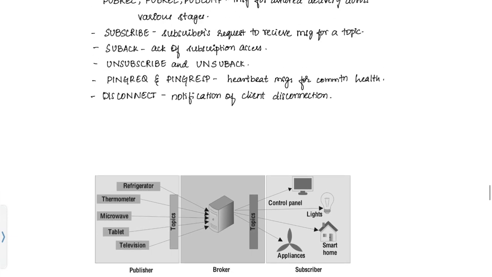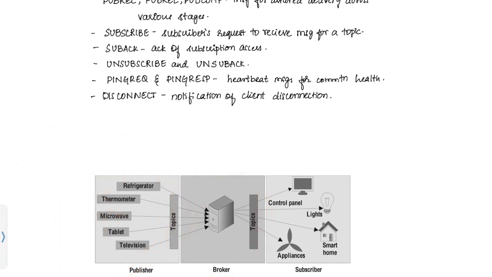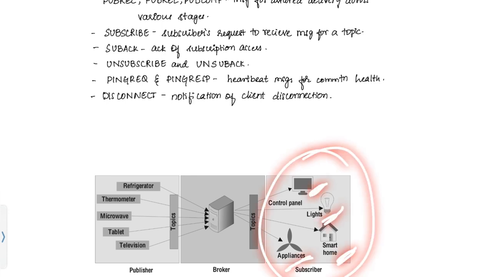Looking at the figure here, this figure speaks about the operation and its stakeholders. So looking at the publisher, we spoke about the publisher. Those are the devices which will send the data to the broker under specific topics. Devices here could be a refrigerator, thermometer, microwave, any IoT devices. Then you have the broker here. The broker acts as a central server which will segregate. And coming to the subscriber part, the subscriber will receive the updates from the broker for the topic they are subscribed to. And the devices which are present here are all actuators.